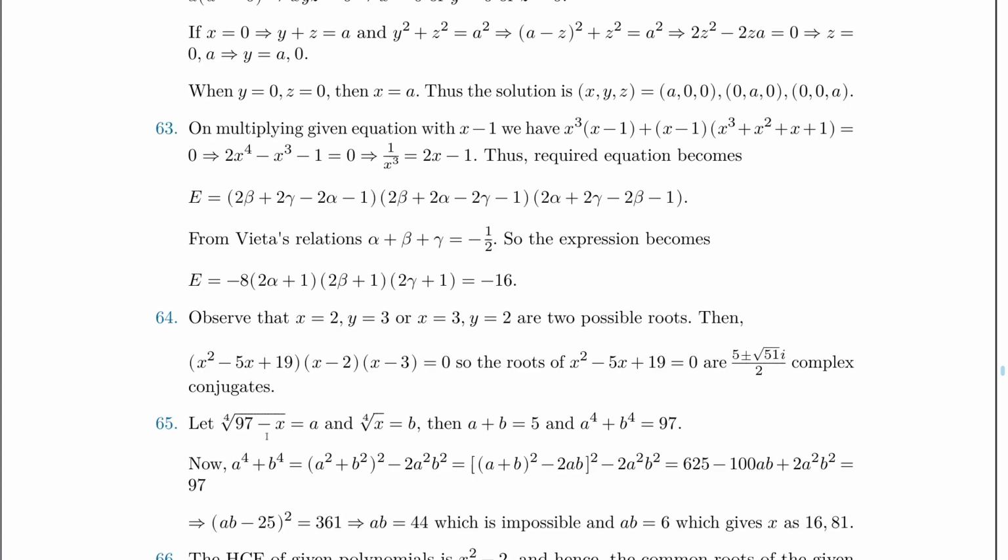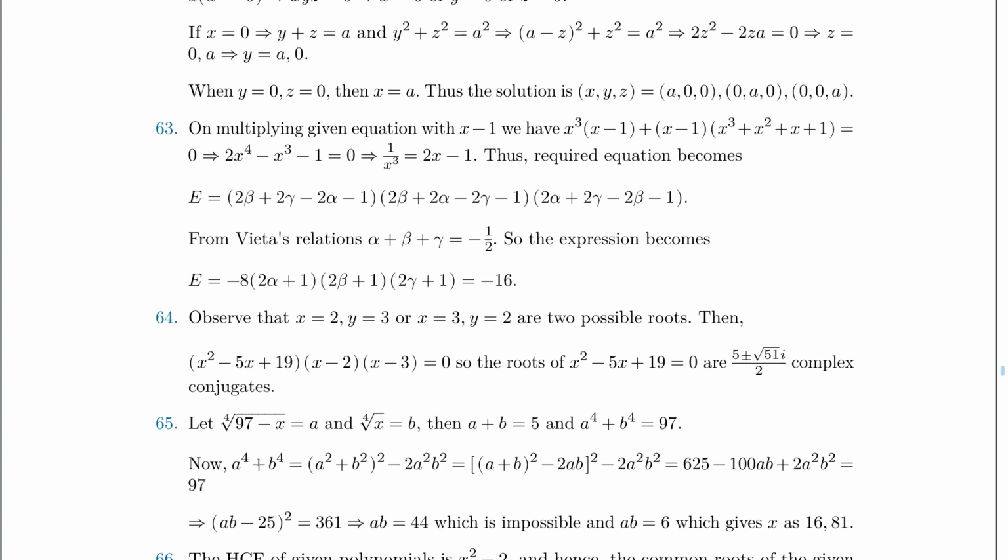Now we let the given terms be a and b. So a plus b is 5. Now we raise each to the power 4. So we get a to the power 4 plus b to the power 4 is equal to 97.